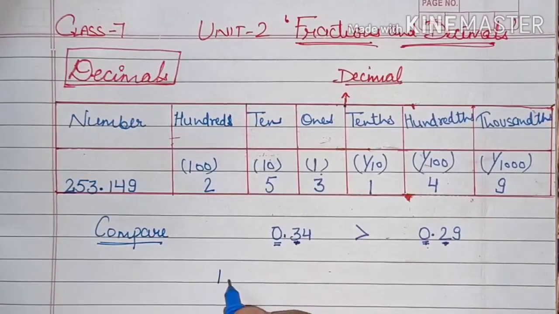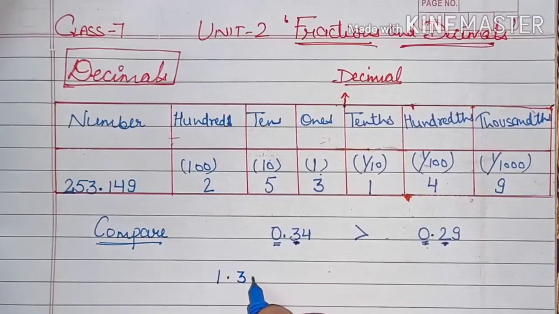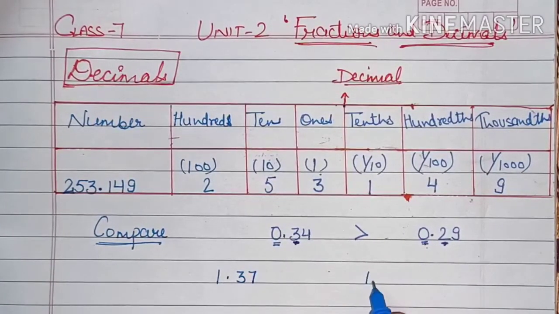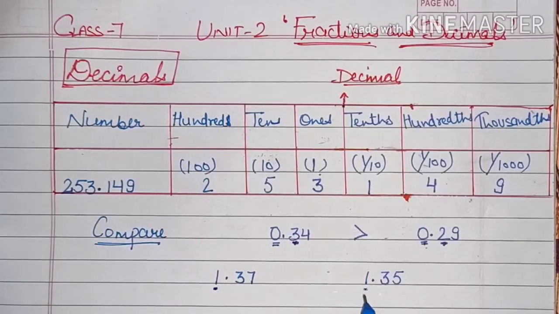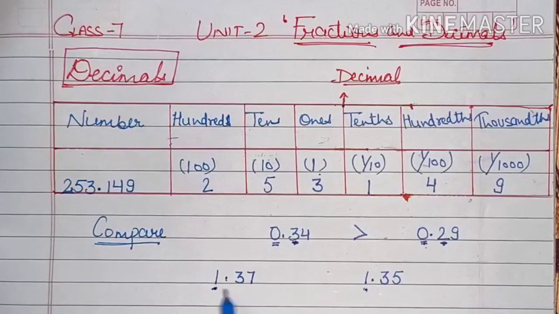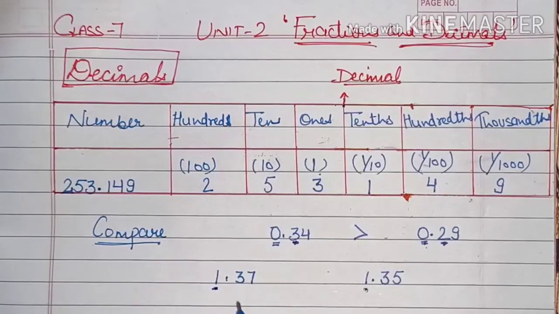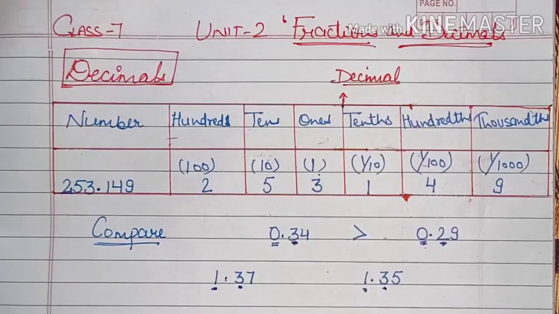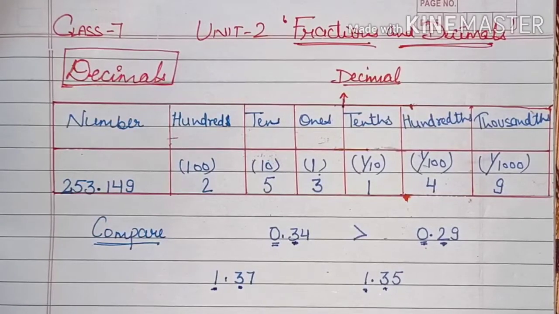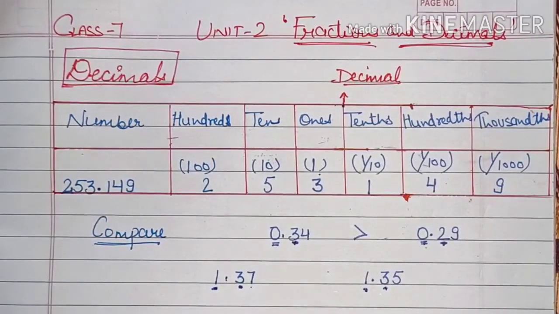Let's have one more example. If we have the number 1.37 and on the other side we have 1.35. Here first we will compare the digit which is at the left side of the decimal, at the ones place. Here it is 1, 1, same. So we will check the next digit which is after the decimal. Here the digit at the tenth place is also same. Now we will check the digit at the hundredth place. Here 7 and this side is 5. So 7 is greater than 5, that means 1.37 is greater than 1.35.